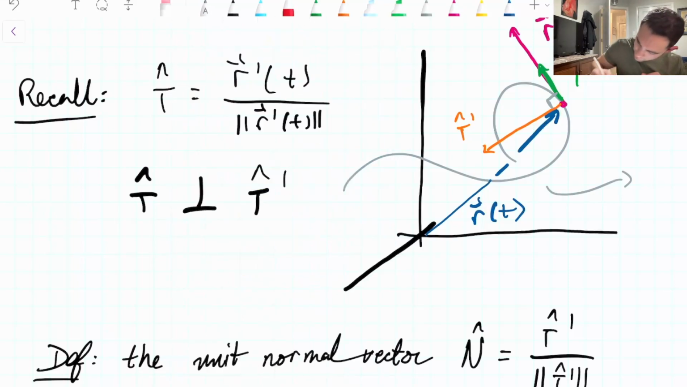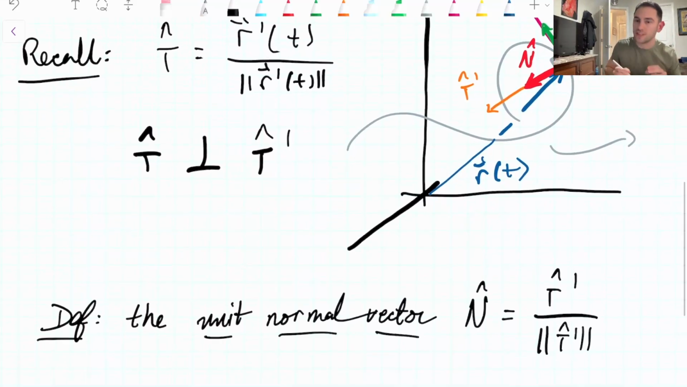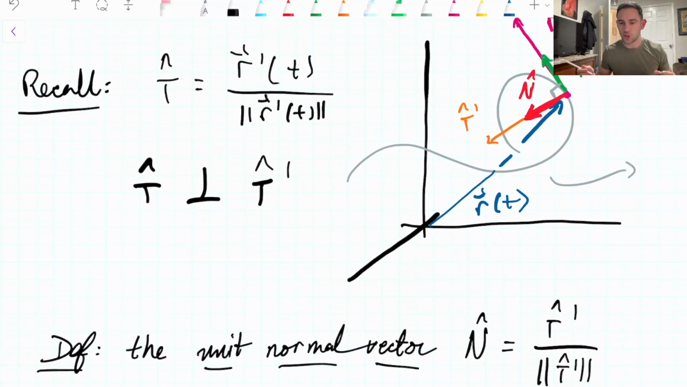in red. Why not? So here it is. This is n hat. It is the unit normal vector, and it points orthogonally to t hat. In which of the many directions that are orthogonal to t hat? In the direction of the instantaneous curvature.